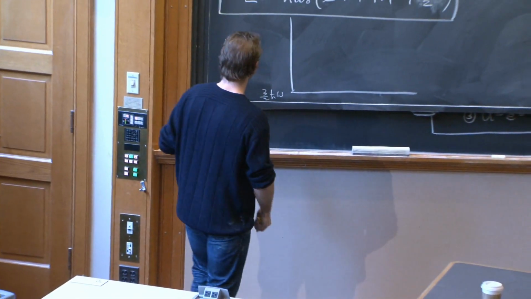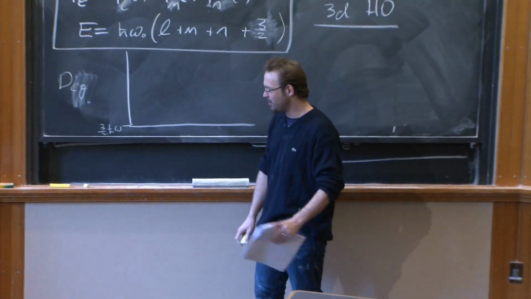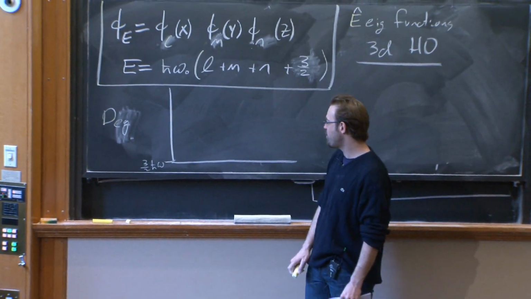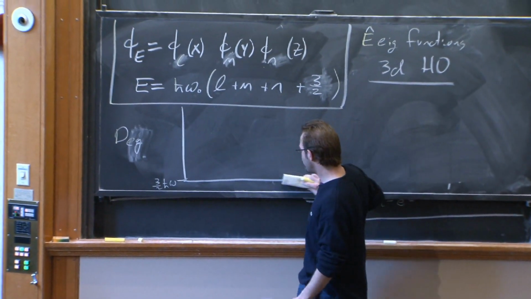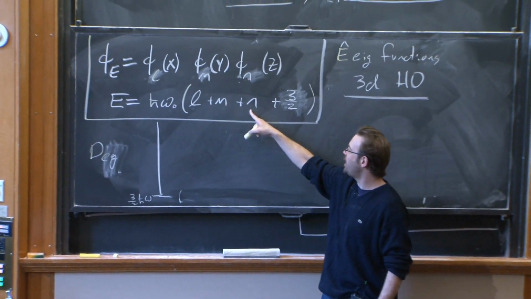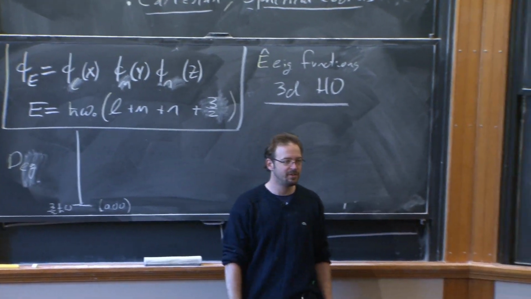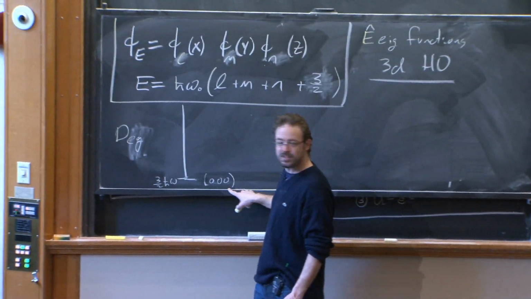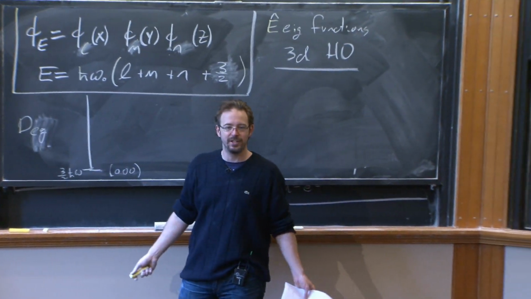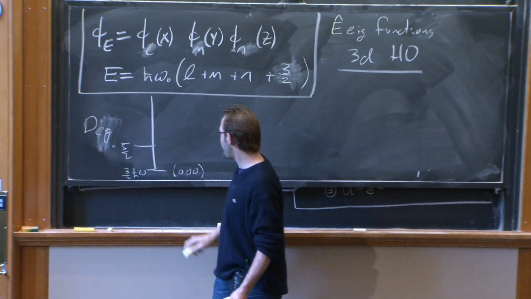OK. So 3/2. So let's look at the degeneracies as a function of the energy. So at the lowest possible energy, 3/2 omega, what states can I possibly have? Well, I'm going to label the states by the 3 numbers l, m and n. So this is just the ground state, 0, 0, 0. So is that degenerate? No, because there's just the one state. What about at the next level? What's the next allowed energy? 5/2. OK, 5/2.